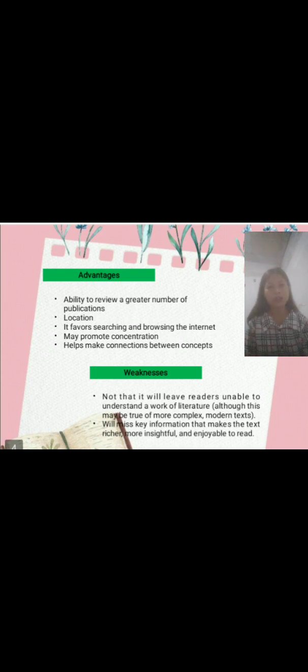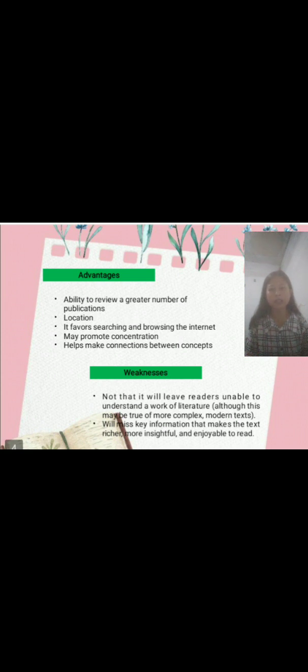The ability to review a greater number of publications and locations, it favors searching and browsing the internet, and may promote concentration, and also helps make connections between concepts. So the advantage of surface reading is that it helps the reader get some connection between reading and critical reading.